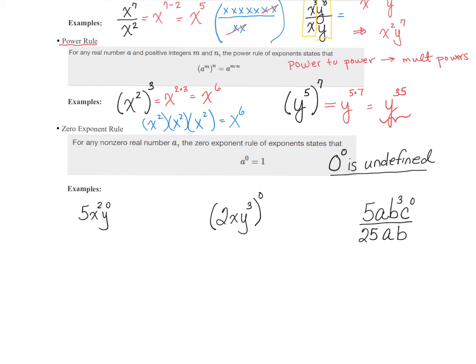The next rule is the zero exponent rule. This says that almost anything raised to the 0 power is 1. The only one that is not is 0 raised to the 0. That's actually undefined. So let's take a look at some of these examples. In this first example, right here we have y to the 0, but y to the 0 is 1. So this expression is just 5x squared.